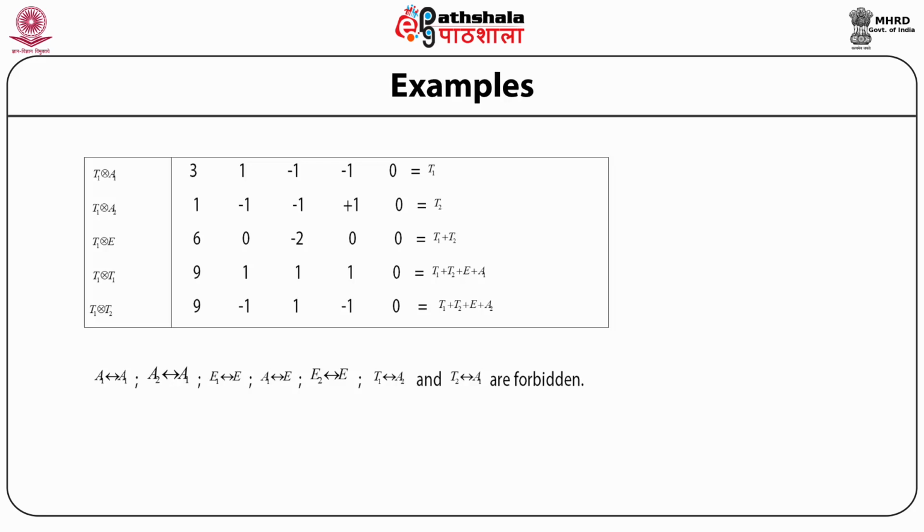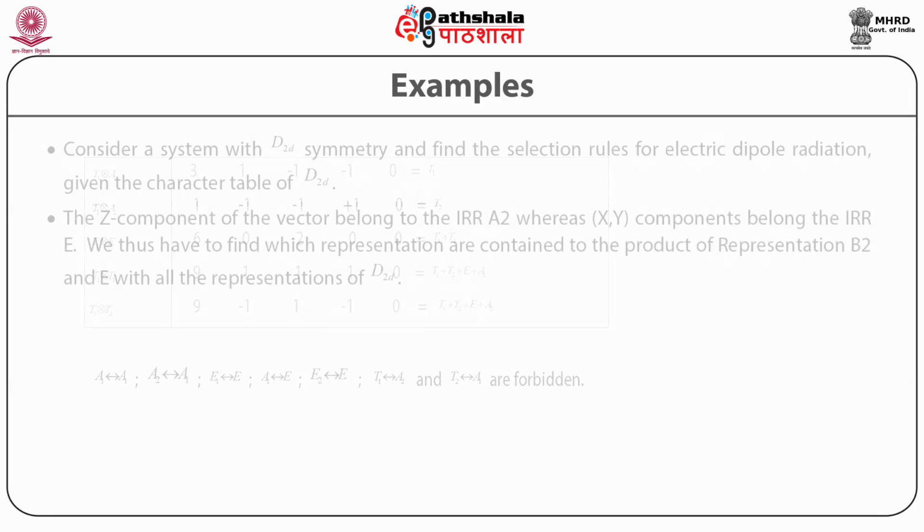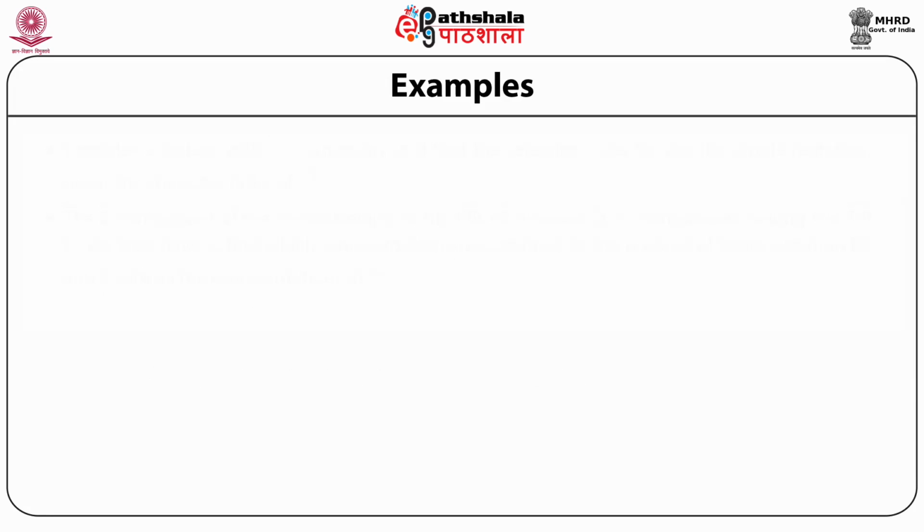So it is clear from this that the transitions from A1 to A1, A2 to A1, E to E, A1 to E, E to E, T1 to A2, and T2 to A1 are all forbidden. So you can see how powerful this method is to give you the selection rules. Now let us consider another example.